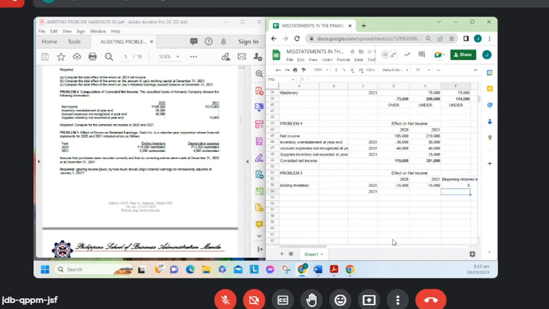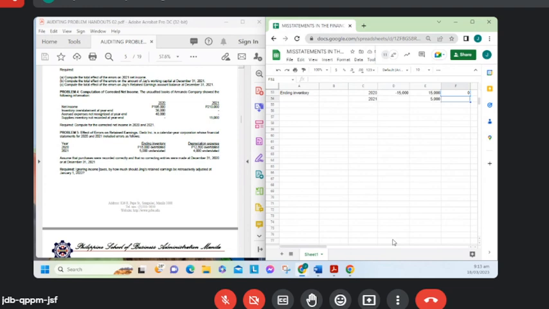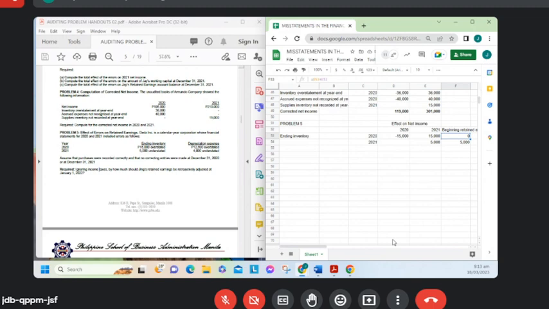Check that there is zero effect in the beginning inventory or ending inventory, in the ending retained earnings at December 31, 2021 or January 1, 2022. So in 2021, there is an understated 5,000 pesos inventory. That will result in overstated cost of sales, resulting in understated net income amounting to 5,000. So that will result in understated beginning retained earnings, January 1, 2022.